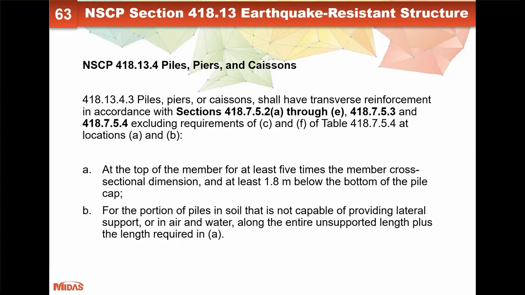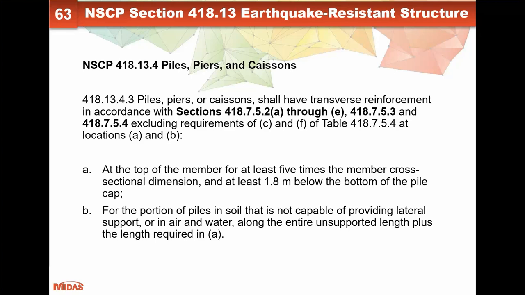For earthquake resistant structures, piles, piers, or caissons shall have transverse reinforcement in accordance with section 418.7.5.2 (a) through (e), 418.7.5.3 and 418.7.5.4, excluding requirements (c) and (f) of table 418.7.5.4 at locations A and B. So section 418.7.5.5 is actually for the transverse reinforcement of the column.